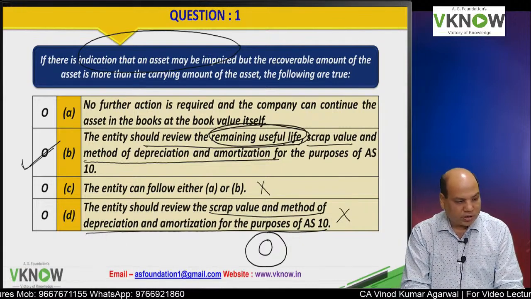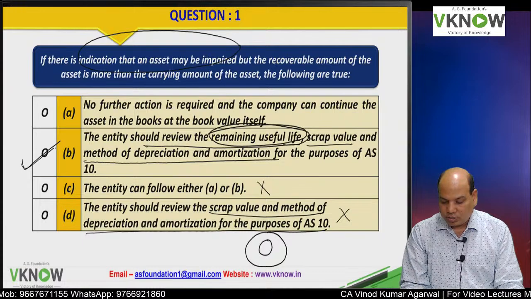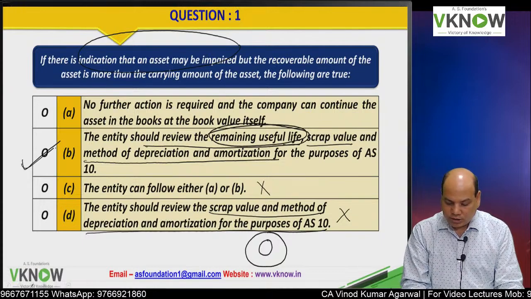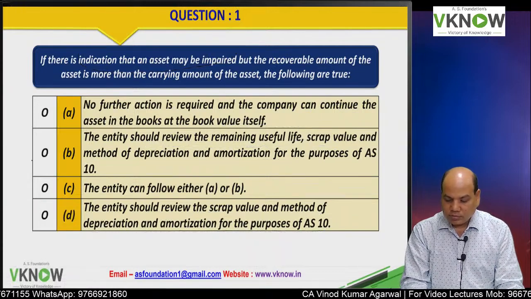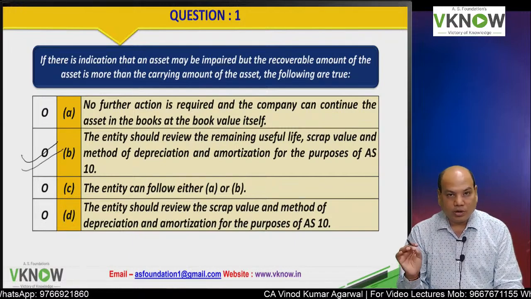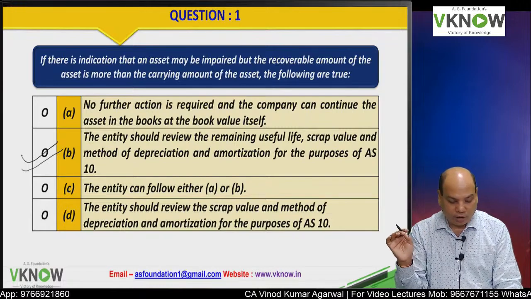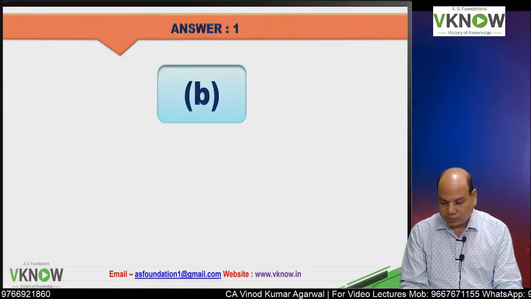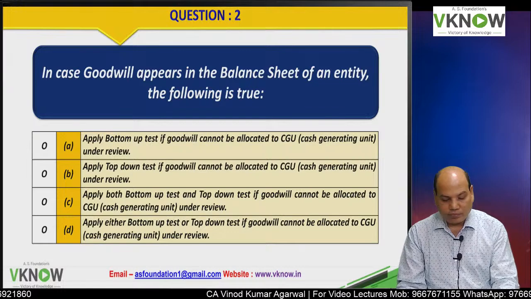So the best answer out of the 4 is option B. When there is an indication of impairment, even if the asset is not impaired, one has to review useful life, scrap value, and method of depreciation. Option B is the right answer.